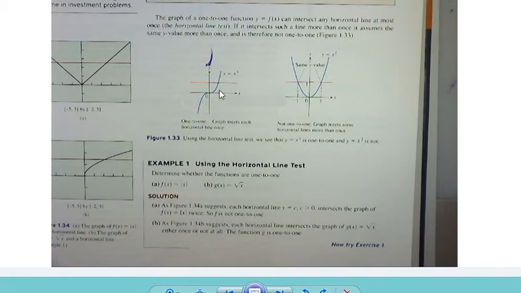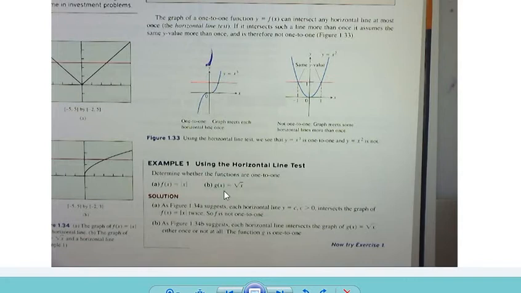So we have two tests. The vertical line test determines if something is a function, but a horizontal line test determines if it's a one-to-one function. Now, y equals x squared has two x's per one y value. So when I draw a horizontal line through the parabola of y equals x squared, it crosses twice. It's still a function, but it is not a one-to-one function.